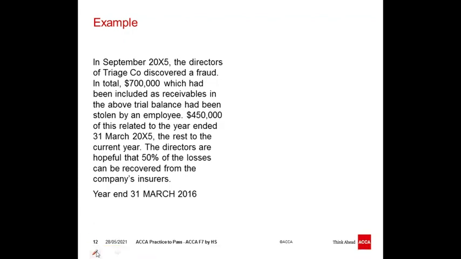There's a fraud that has occurred during the year, that the receivable figure was stolen by some of the directors having a value of $700,000. The accounting entry will be receivables credited by 7 lakh. The above balance had been stolen by the employee. 450 of this rental will be related to the year ended 31st March 2005. So these are previous years' rental which should be adjusted against the previous year's rental.